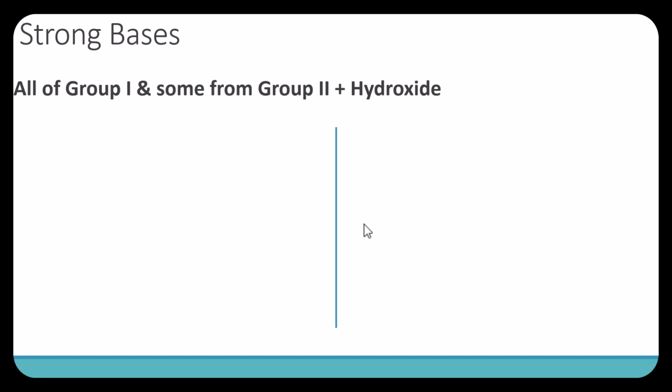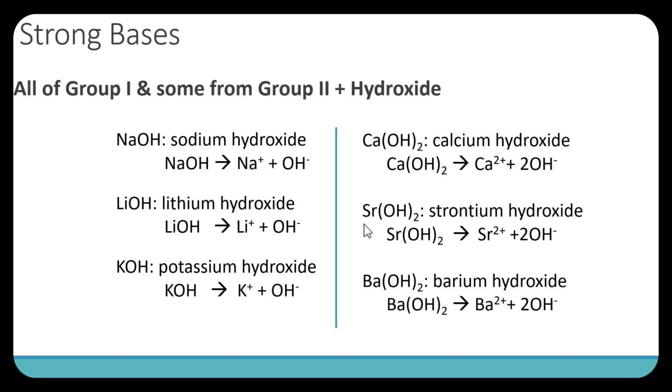So strong bases are going to be all of the group 1 metals, some of the group 2 metals attached to hydroxide. So the left side here, we've got all of our group 1 metals, so sodium with hydroxide, lithium, and potassium. So if it's a group 1 metal with hydroxide, bam, automatically strong. Group 2 metals, so calcium, strontium, and beryllium are all going to be strong bases when they are attached to hydroxide.